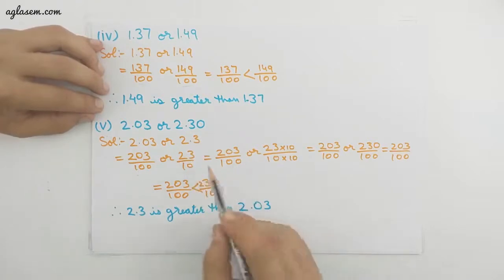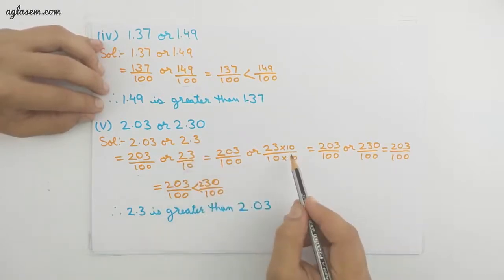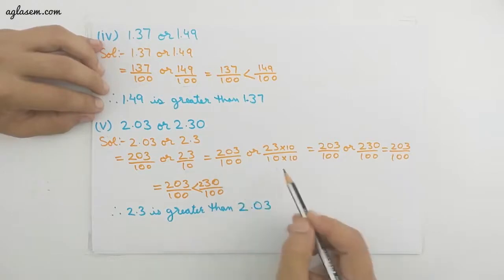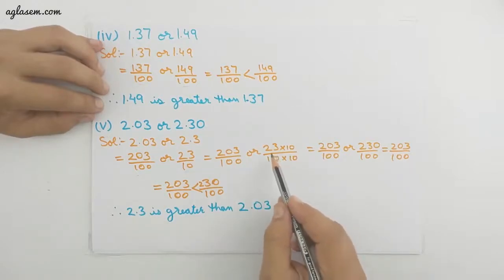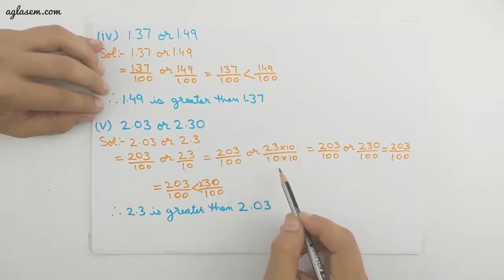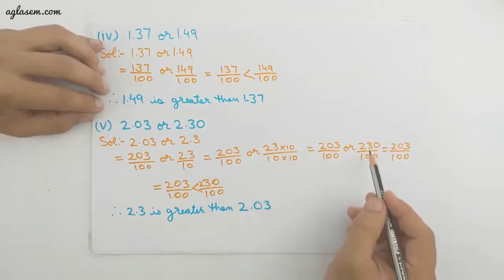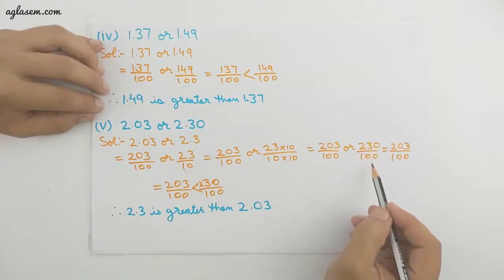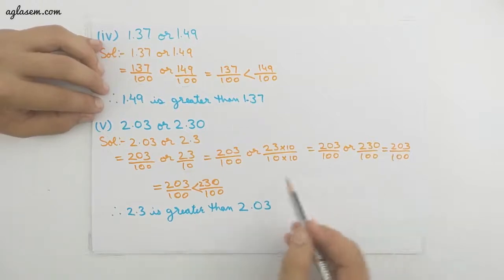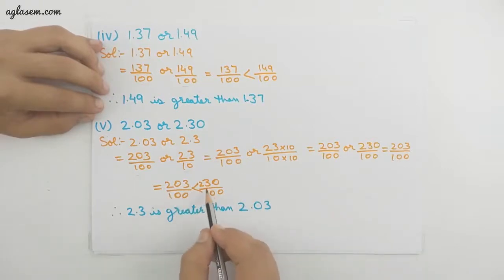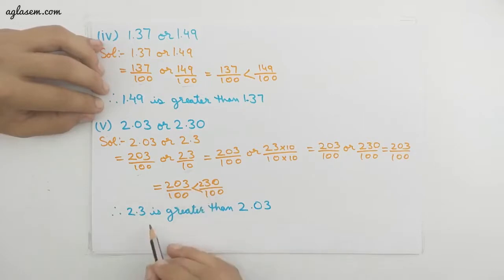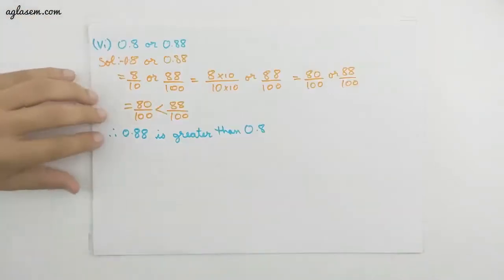We will multiply the right side by 10 so that their base will become common. So 23 will be multiplied by 10 and 10 will also be multiplied by 10. That will become 230 upon 100. Now the base is common, 100. Now we will see which side is greater. As you can see, 230 is greater than 203, so 2.3 is greater than 2.03.